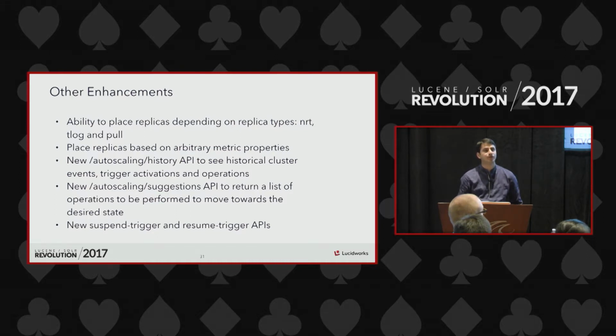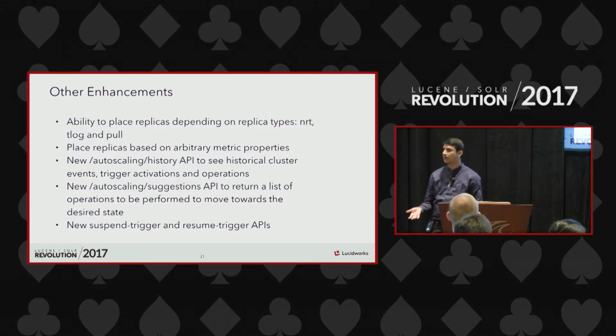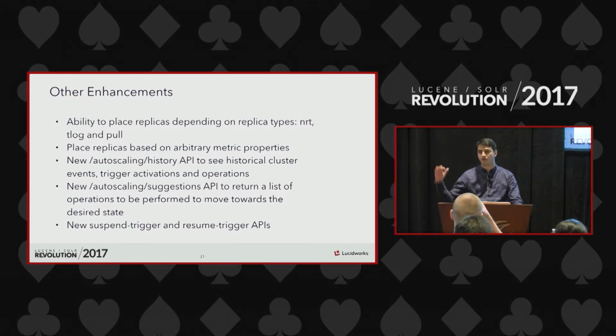And then because we have triggers, we also obviously want a way for you to suspend and resume them. Maybe you're going to do some maintenance yourself. You just don't want the AutoAddReplicas or other triggers to run, so you can suspend them. So the API is kind of nice. It actually lets you suspend triggers by name, or you can say suspend all of them, or resume all of them, and so on and so forth.